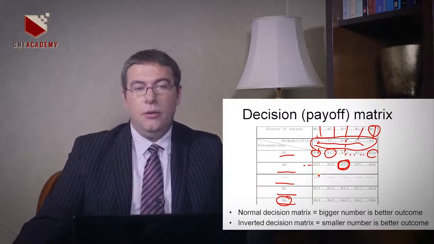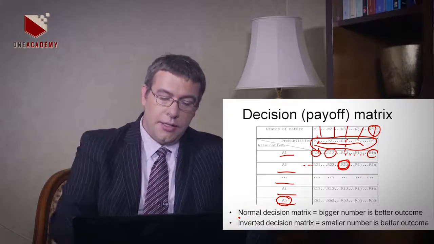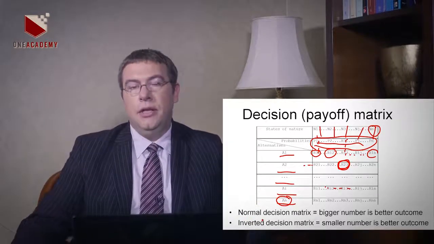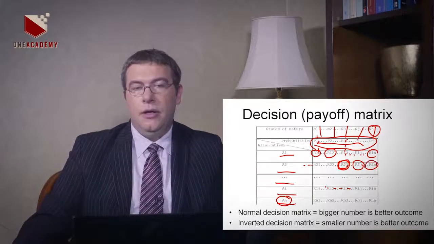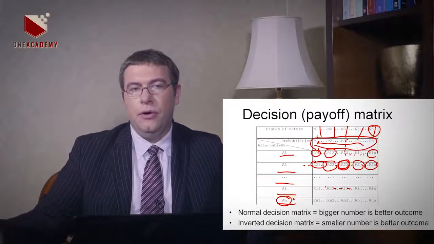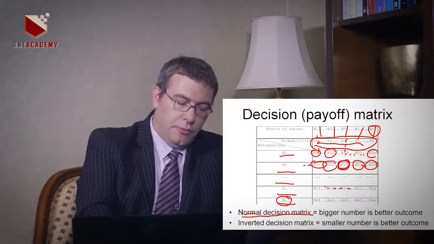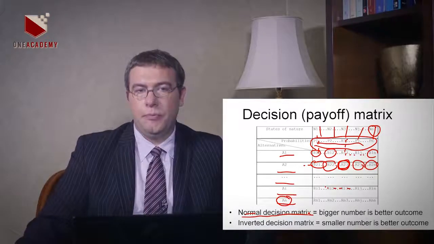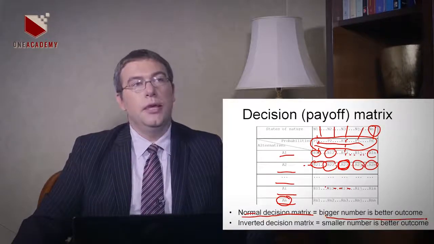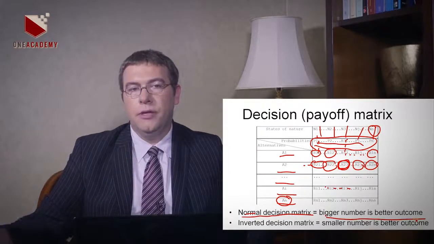And there is one important feature here. It is what sort of numbers we have here. If these estimations depict a situation where a bigger number is more favorable for the decision maker, we will denote this as a normal decision matrix. Bigger is better. And this is, for example, if we put here profit. The higher the number denoting profit, the better for the decision maker.